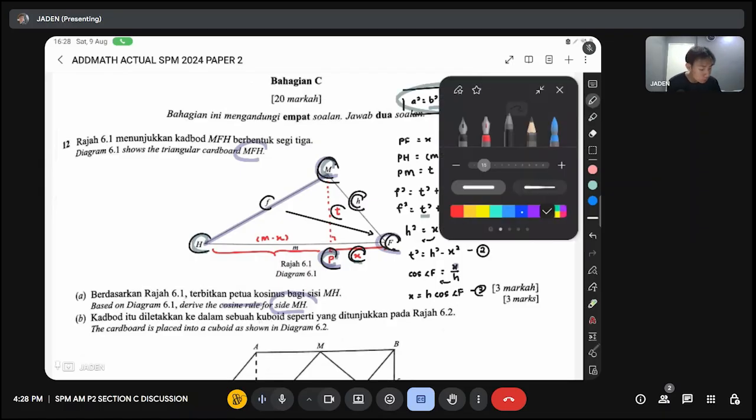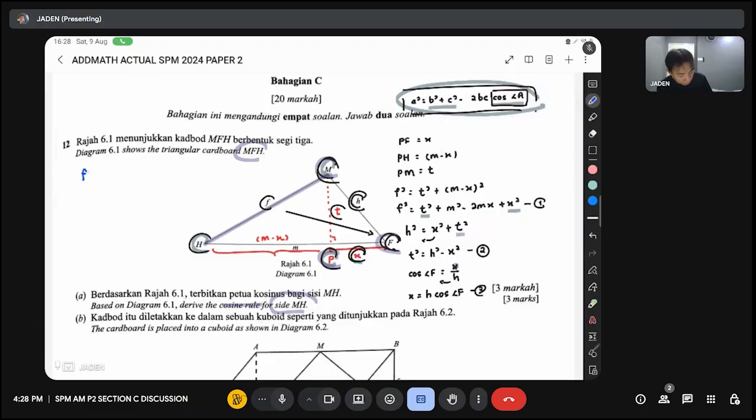So what I mean by that is, let me rewrite here, f squared. Currently it's t squared plus m squared minus 2mx plus x squared. If you notice in your second equation, h squared minus x squared is equal to t squared. So if I want to make it smoother in terms of my equation sequence, I will arrange the x squared at the front, t squared plus x squared, followed by plus m squared minus 2mx.